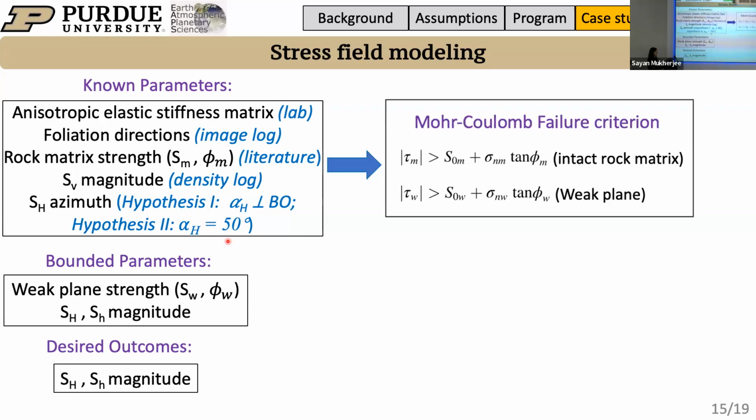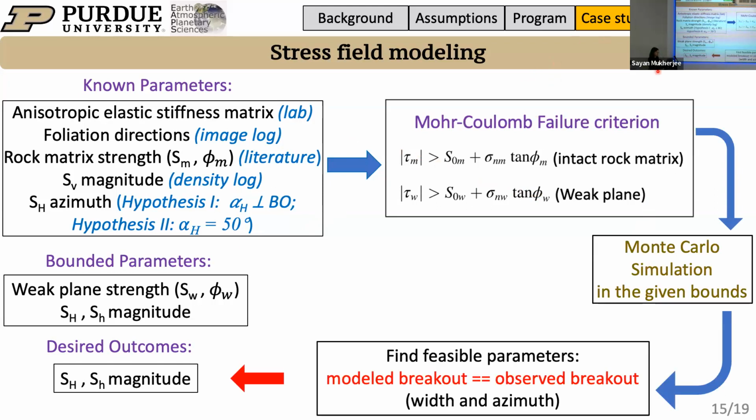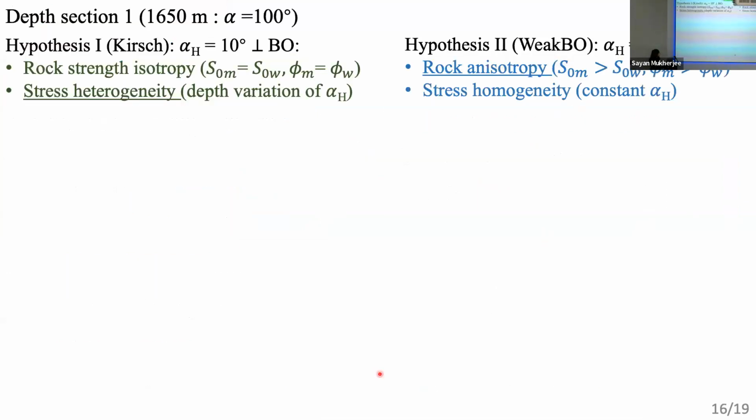Then, trying to incorporate the strength anisotropy, I take two failure criteria, one for the intact rock matrix and one for the weak planes. And then I do Monte Carlo simulations using the program that I mentioned before, trying to model the wellbore breakouts. And if the modeled breakout is the same as what I observed, then I will retrieve my desired outcomes. And now I will lastly show the stress inversion that I did.